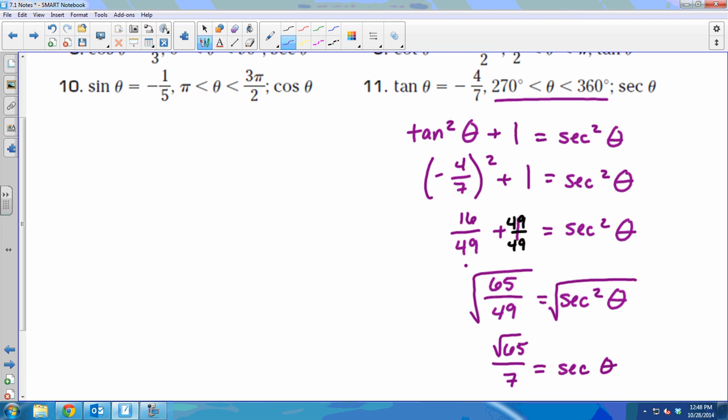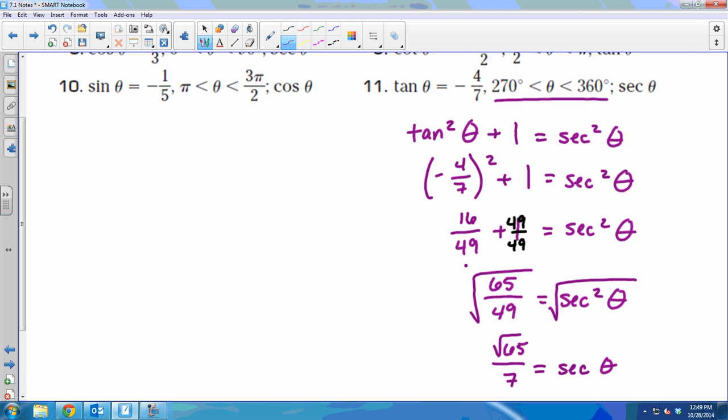So now we just need to decide if it's positive or negative. So we're in the fourth quadrant. Secant's the reciprocal of cosine. So whatever the sign of cosine is the sign of secant. So what is cosine, positive or negative, in the fourth quadrant? Positive. So we leave this positive. The reciprocal of cosine. So on the unit circle, in this quadrant, cosine is positive. That means secant has to be positive.